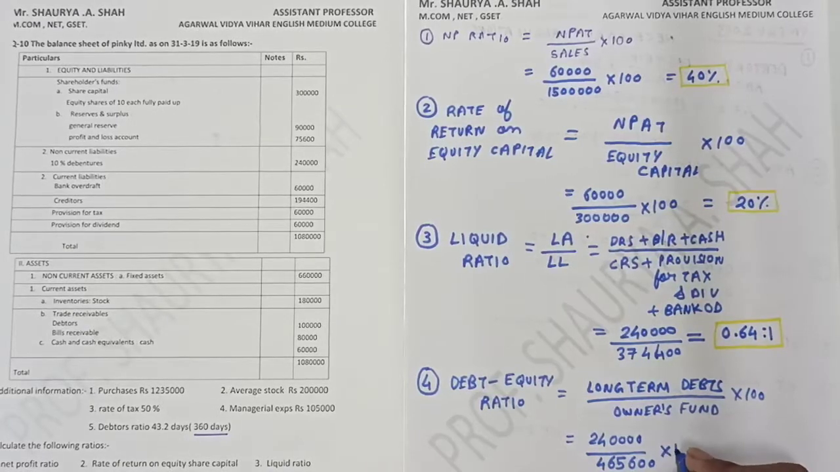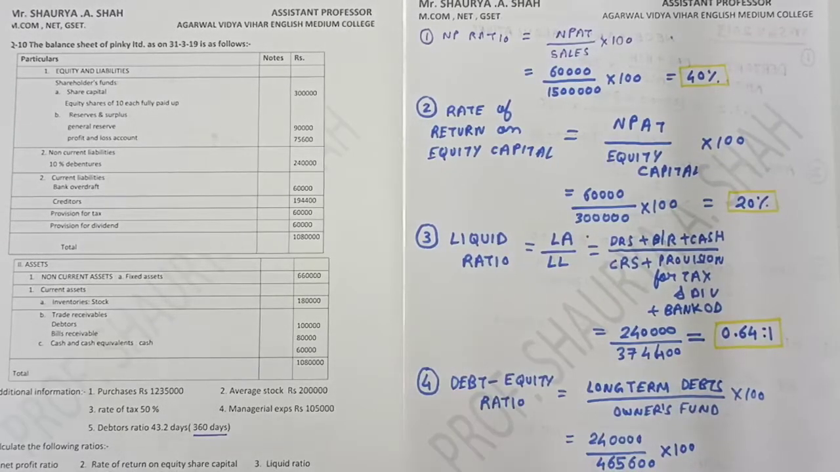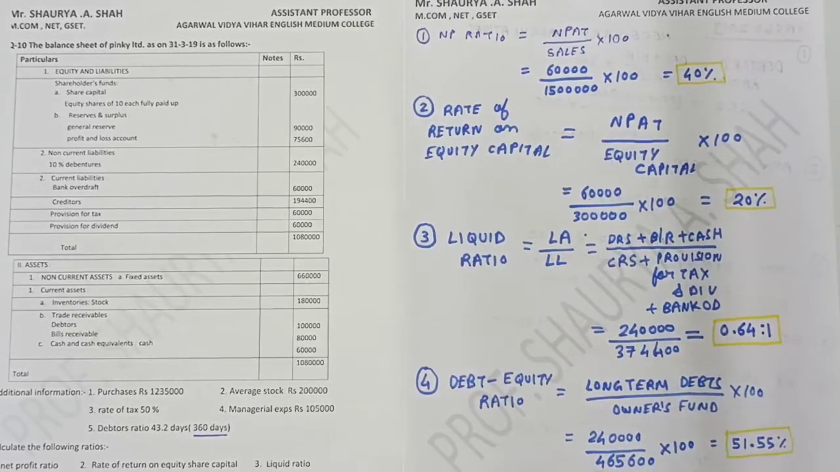4,65,600 into 100. If you divide it and multiply it by 100, I will get the answer of 51.55%, right? Kindly check it while calculating whether it is correct or not. I hope it is clear to each and every student. Fine. So 4 things out of 6 we have found out, students. I hope it is clear.